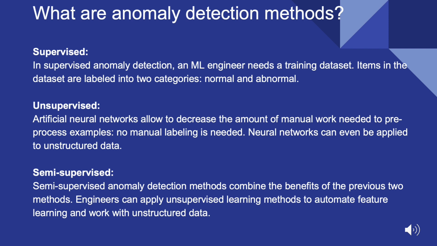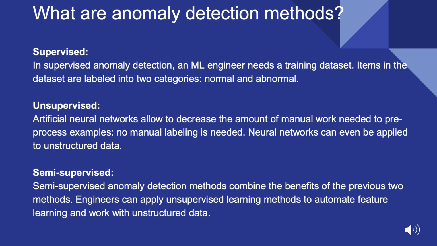What are anomaly detection methods? There are different kinds of anomaly detection methods with machine learning. Supervised. In supervised anomaly detection, a machine learning engineer needs a training dataset. Items in the datasets are labeled into two categories, normal and abnormal. The model will use these examples to extract patterns and be able to detect abnormal patterns in previously unseen data. In supervised learning, the quality of the training dataset is very important. There is a lot of manual effort involved since somebody needs to collect and label examples.